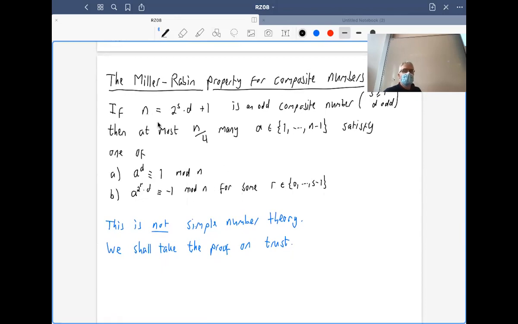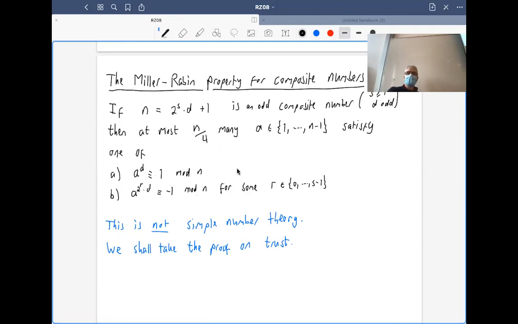We knew if n was a prime number, one of these would hold for every a. If n is a composite number, what Miller and Rabin proved is that of the n-1 numbers between 1 and n-1, at most n over 4 of them satisfy one of these properties. That's a very curious result. This is no longer a very elementary result. This requires a bit of mathematical sophistication to prove it.